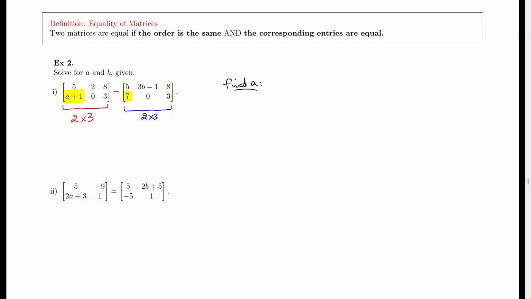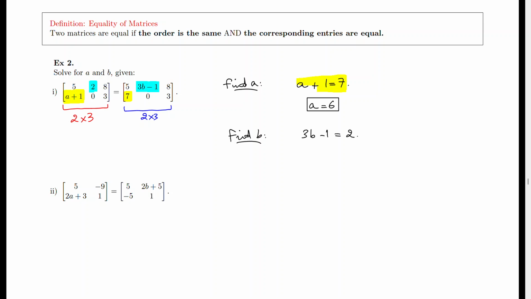So in other terms, what I'm trying to say here is that A plus 1 has to be equal to 7. And clearly A has to be 6 for this to work. 6 plus 1 will be equal to 7. Now, to find B, which is the second value that's missing, I'm going to highlight where B is found. It's in the first row, but second column, and the corresponding entry would be this other one over here. So in other terms, we're saying that 3B minus 1 has to be equal to the value 2.